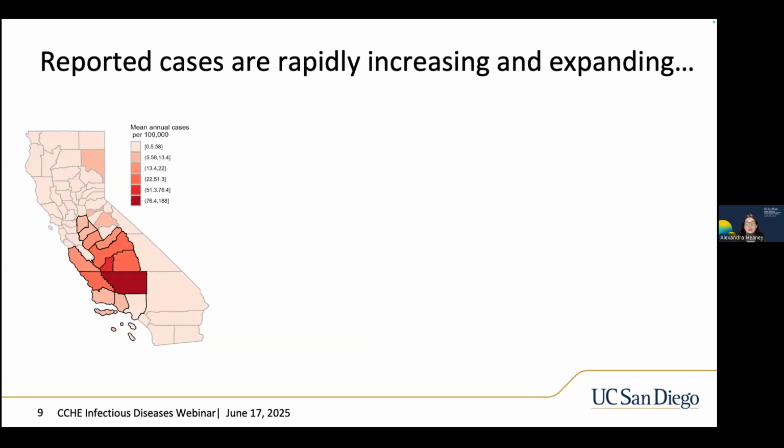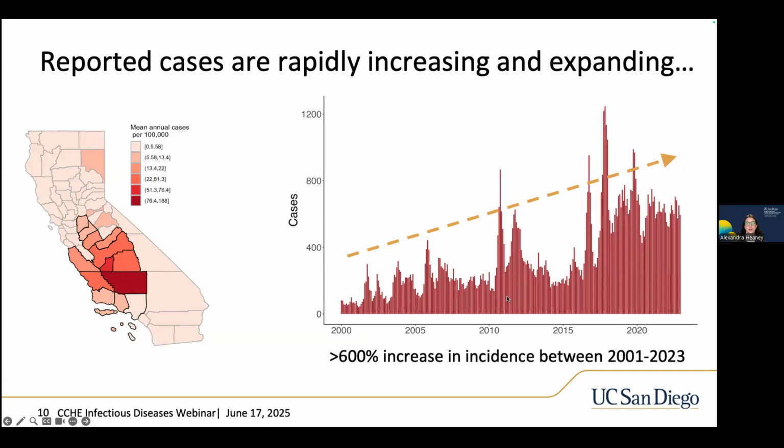But we're seeing increases in numbers of cases in the northern parts of the San Joaquin Valley and along the central and southern coast. So you can see some of those counties outlined in black here in California. And valley fever is of increasing concern in California because cases have increased dramatically over the past 2 decades, with over a 600% increase in annual cases from 2001 to 2023.